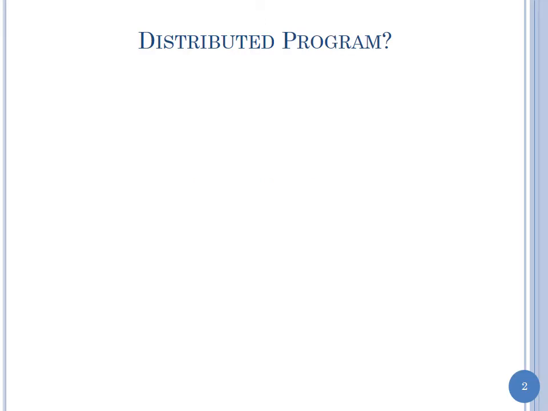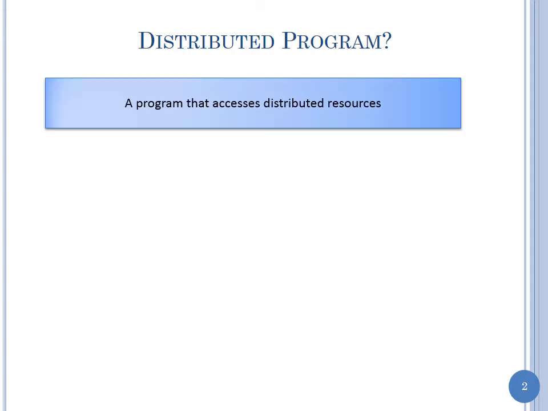So what's a distributed program? When I've asked this question before, we get into a long discussion. I looked at the discussion from last time, and the first definition that came up was it's a program that accesses distributed resources. Resource is a term that you use in operating systems a lot. So if we know what a resource is, what are distributed resources?